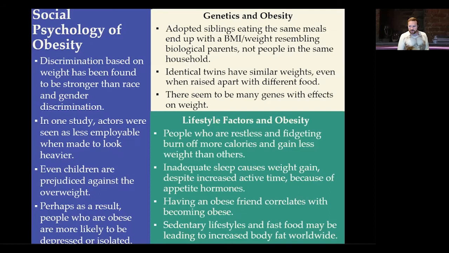The genetics of obesity. Adopted siblings eating the same meals end up with a BMI resembling their biological parents, not people in the same household. Identical twins have similar weights even when raised apart with different food. There seem to be many genes with effects on weight.